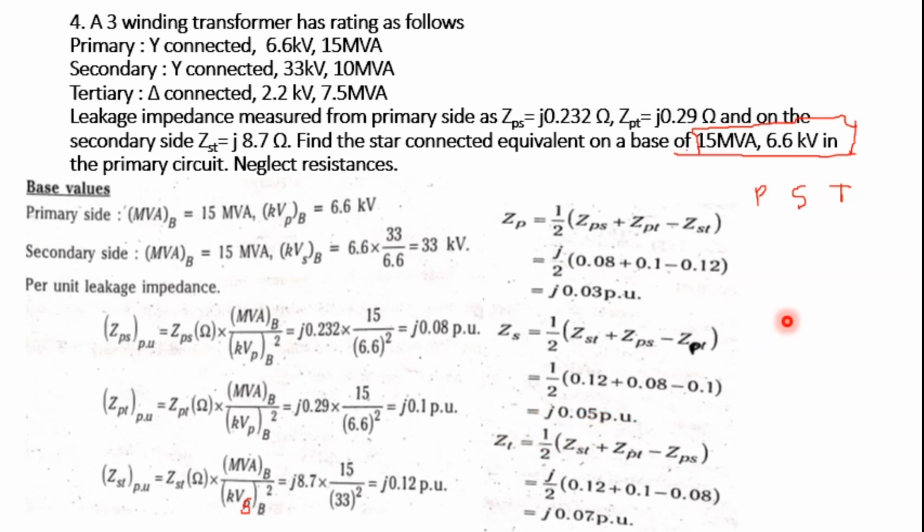Similarly, ZT is equal to tertiary to the primary and tertiary to the secondary, as it is ZPT and ZST, whatever we have, minus P to S or S to P. So this is a subtract. You will get 0.07 per unit value. So this is the equivalent. Substitute this value, primary, secondary and tertiary. Why is it connected in this way? Because the network is connected in a star fashion, primary, secondary and tertiary.